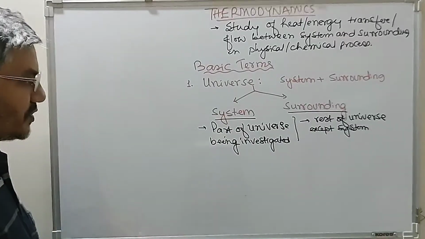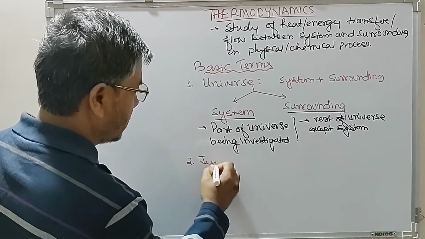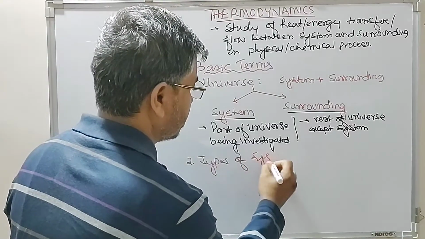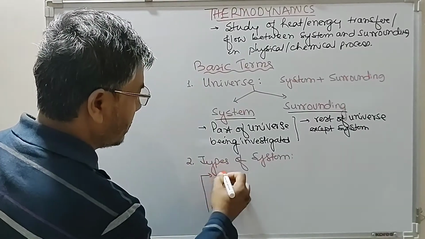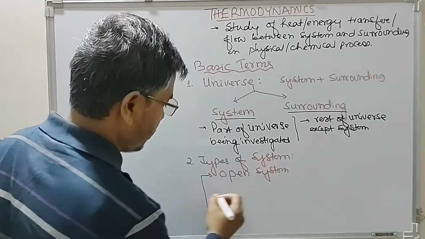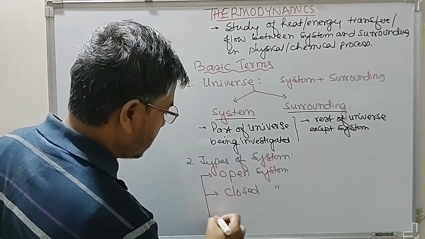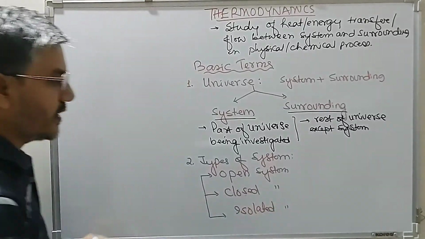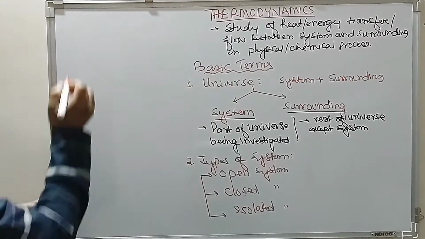Now this system can be of different types. We have the open system, we have the closed system, and we have the isolated system. So we have three different types of system that we are going to focus on here. Coming to the first, the open system.